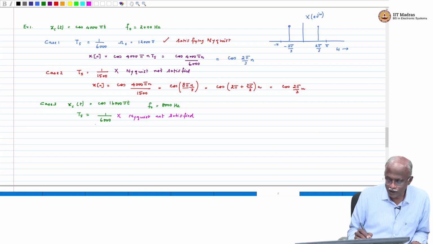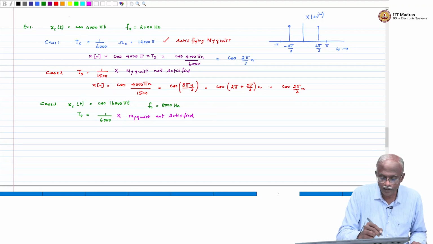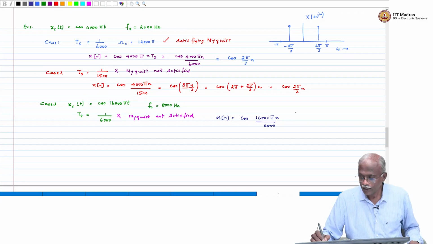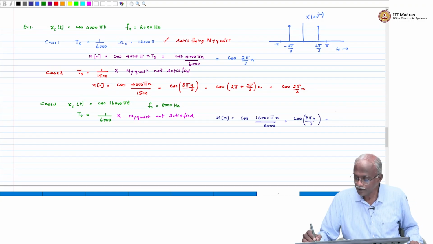Okay, so what is the continuous time, discrete time signal that we get? So, let us do that. x of n is cosine 16,000 pi n, Ts is 1 over 6,000. This is cosine 8 pi n divided by 3, looks familiar from part B. This is the same as cosine 2 pi by 3 n.